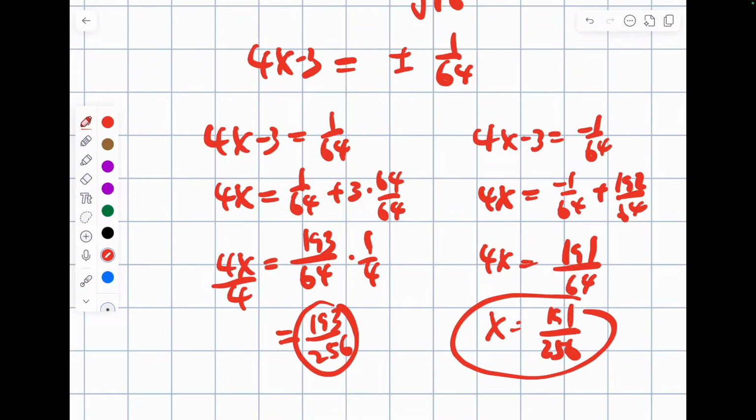Yes. Isn't there supposed to be plus minus? Yeah, I did plus minus. I did minus 1 over 64, and this is 1 over 64. But you have to evaluate each one separately, because that gets you to the two answers. It's not just plus minus of 193 over 256. One is 193 over 256, and one is 191 over 256. Questions?